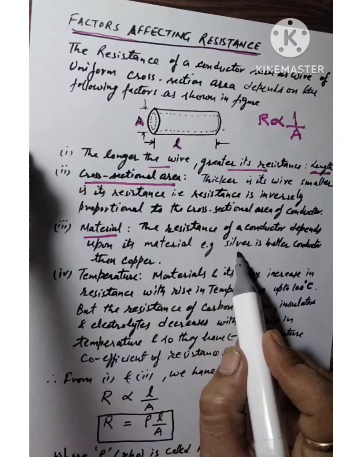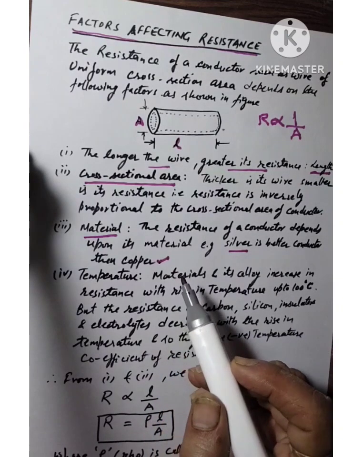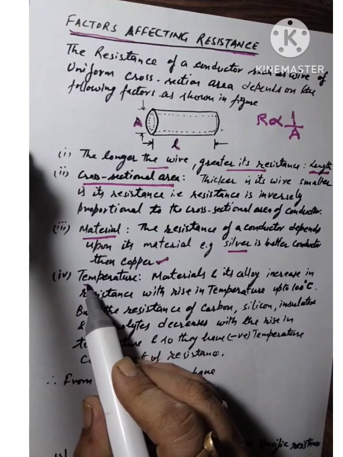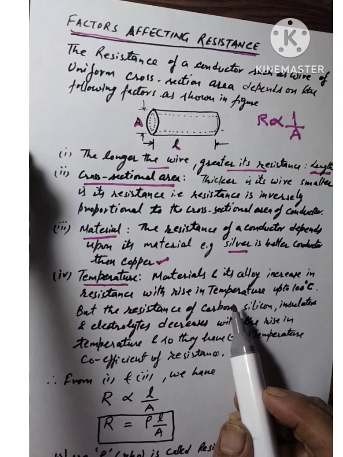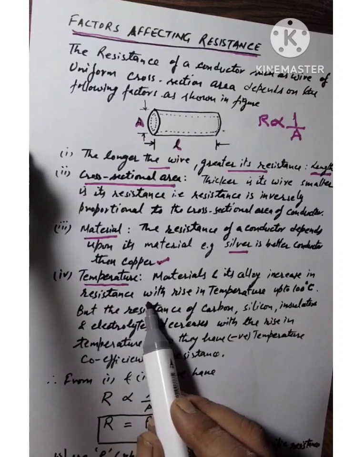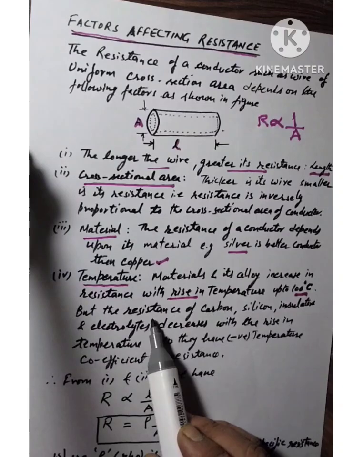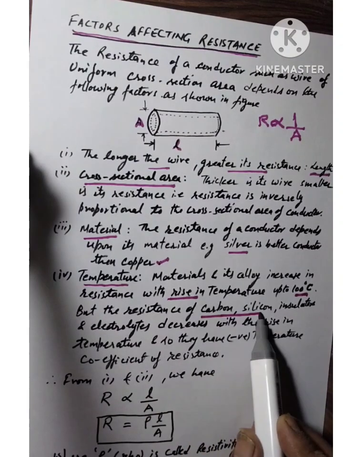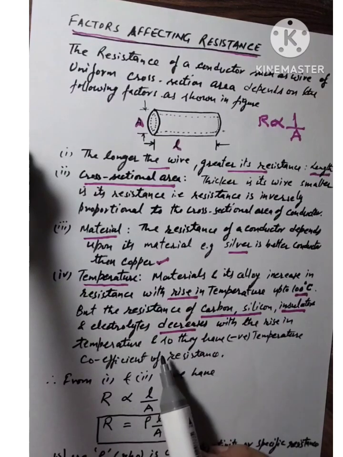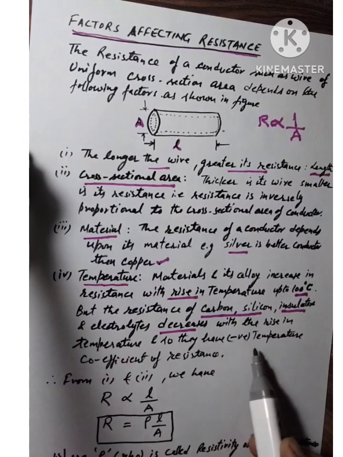For example, silver is a better conductor than copper, क्योंकि सिल्वर की प्योरिटी ज़्यादा है as compared to copper. Fourth point is temperature. Material also depends. Pure metals and their alloys increase in resistance with rise in temperature up to 100 degrees centigrade. But the resistance of carbon, silicon, insulators and electrolytes decreases with the rise in temperature, and so they have negative temperature coefficient of resistance.